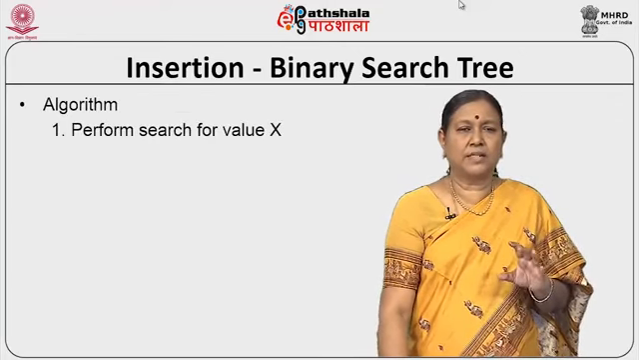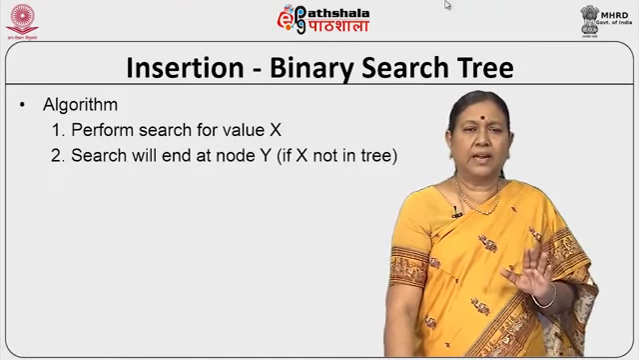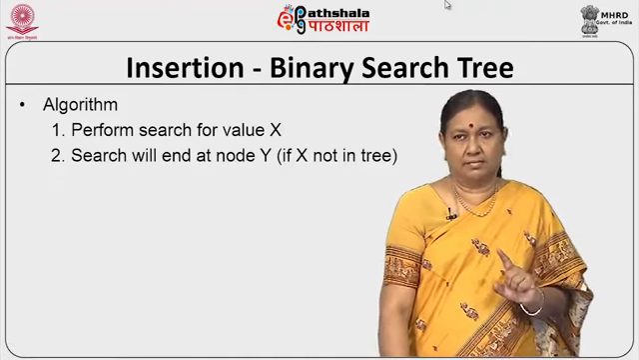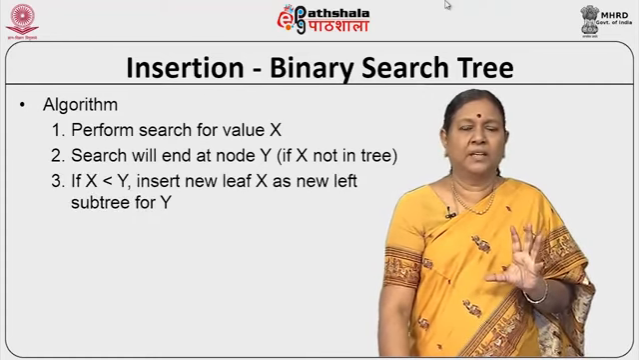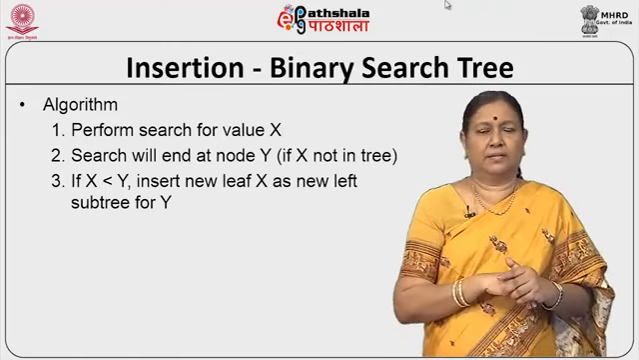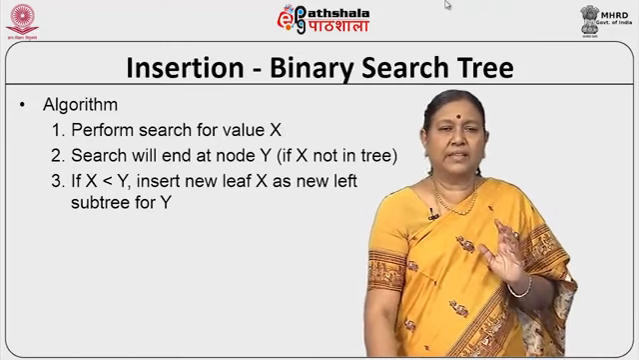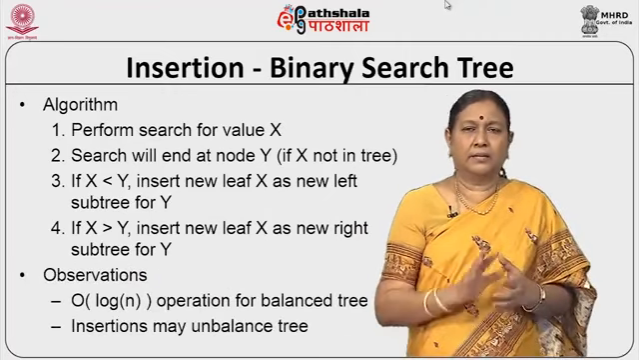The algorithm is as such: perform search for the value x first. Now, search will end at node y if x is not there. Okay. It is not in the tree, it will end at another node y. If x is less than y, insert the new leaf as the left subtree for y. If x is greater than y, you insert it as the right subtree, and this is the algorithm.